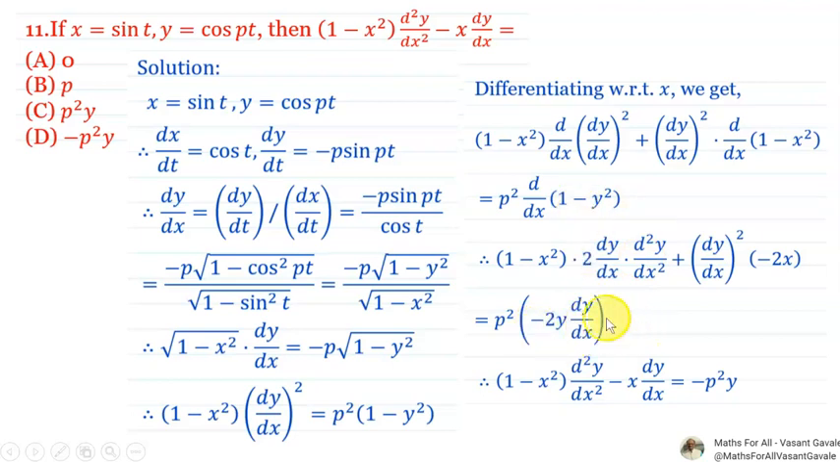Next is normal simplification. 1 minus x square into d2y by dx square, on both sides we are cancelling that 2 times dy by dx. Here, after cancelling 2 times dy by dx, minus p square y. Okay, similarly here that is x into dy by dx. And hence the value of 1 minus x square into d2y by dx square minus x times dy by dx is equals to minus p square y. And hence option D is correct here. Next example.